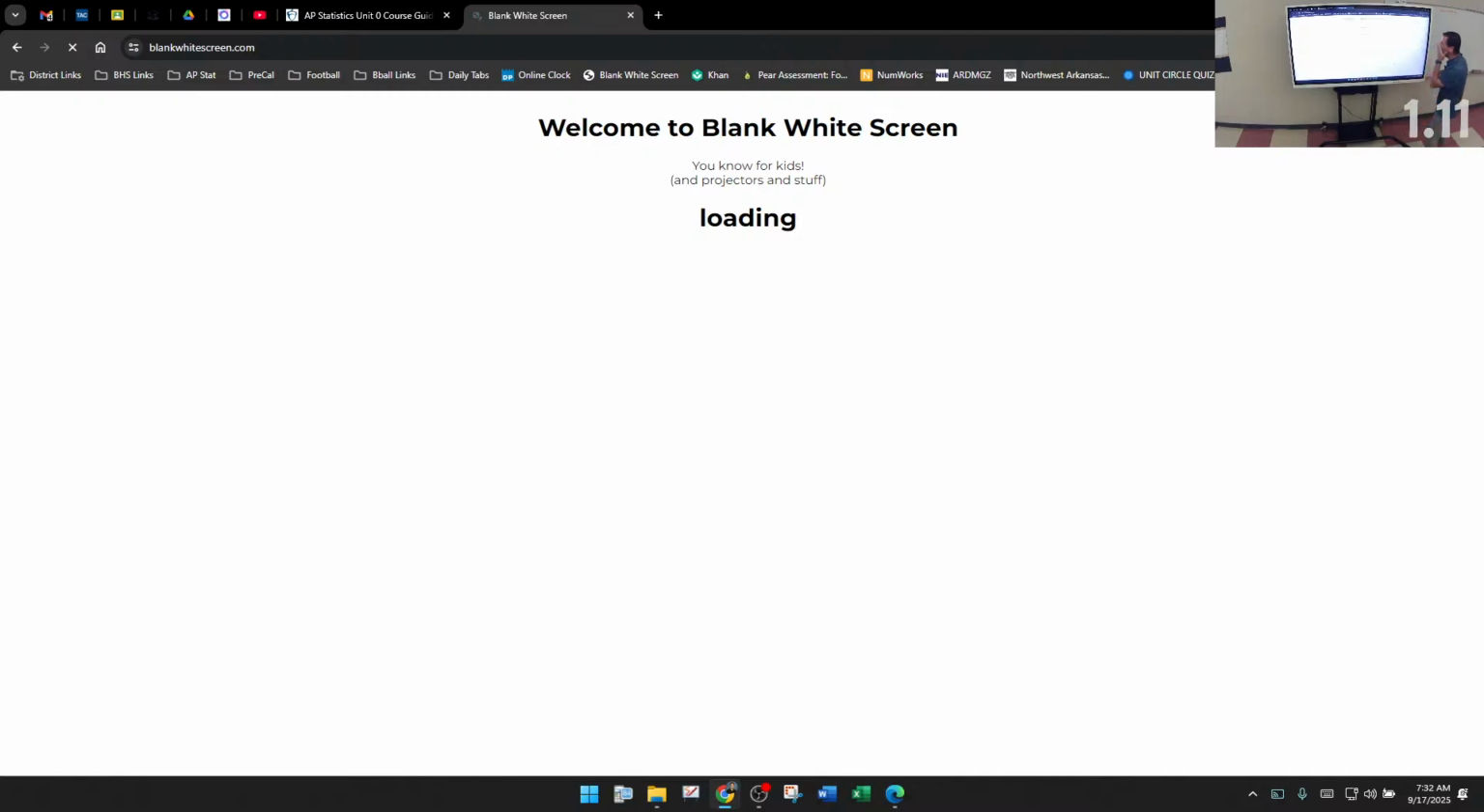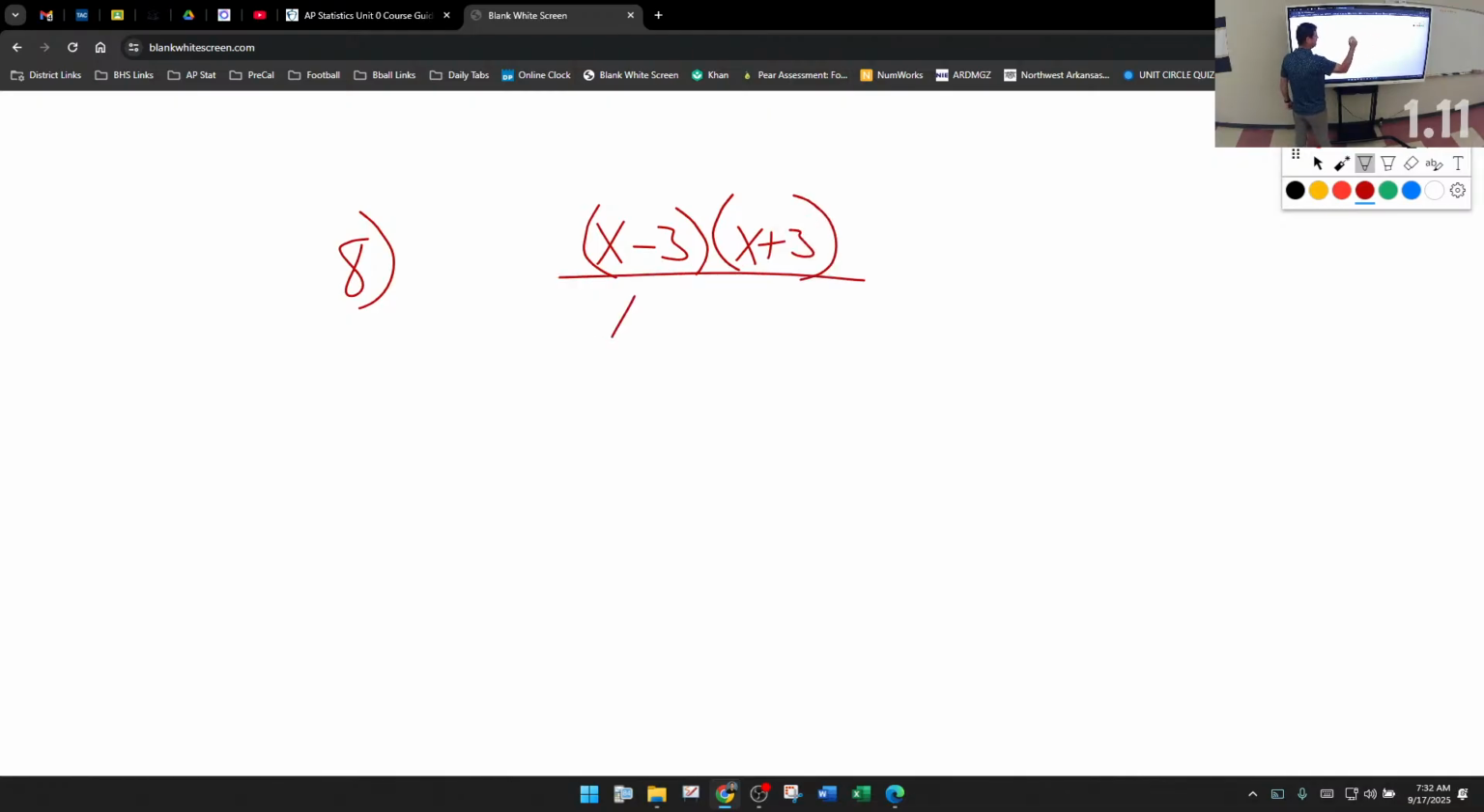This is pretty cool. Except yesterday I messed it up and it was changing colors on me. Can you tell me what number 8 is, please? On the top, x minus 3, x minus 3. On the bottom, x parentheses x minus 3.